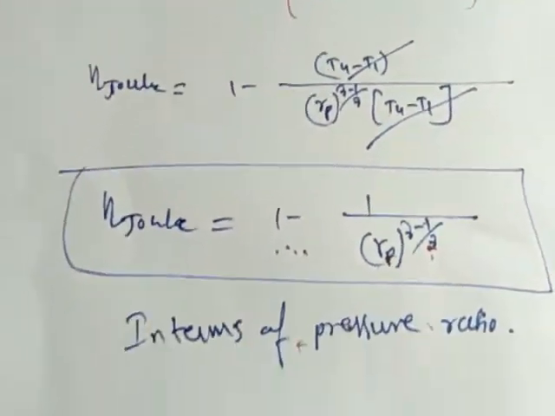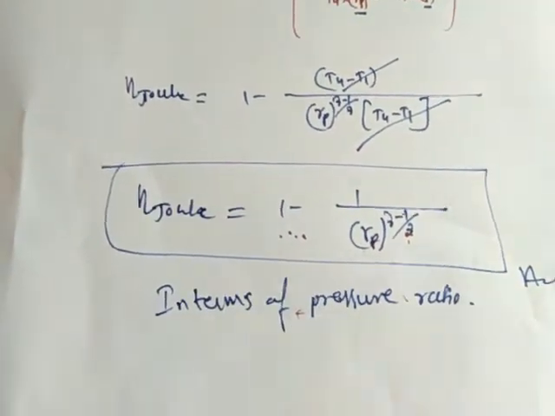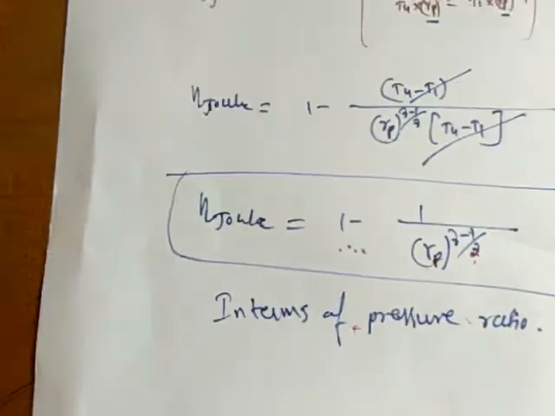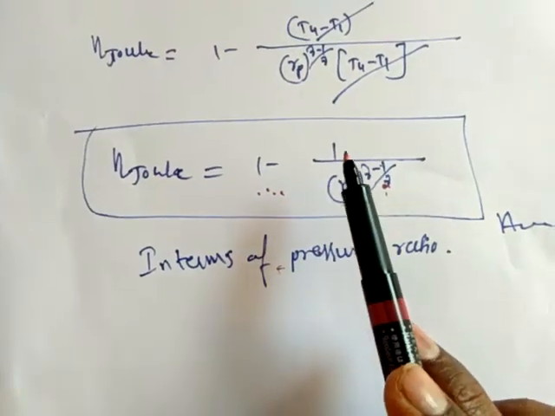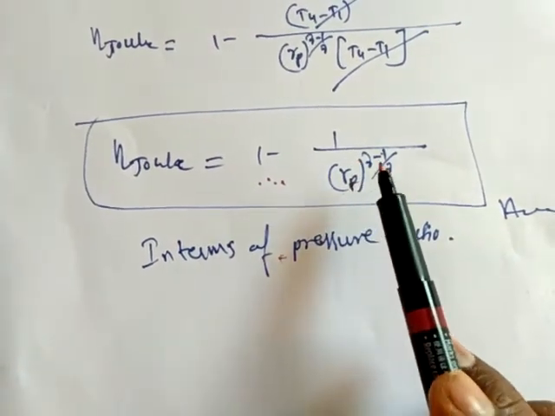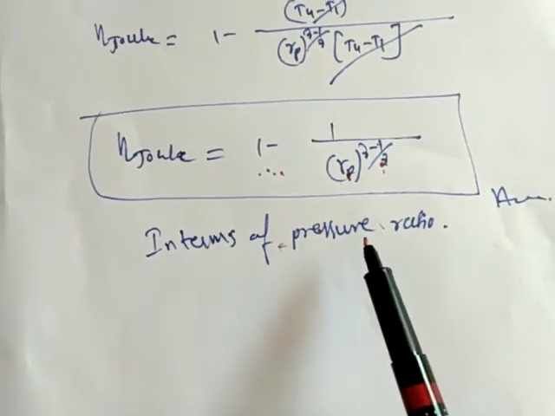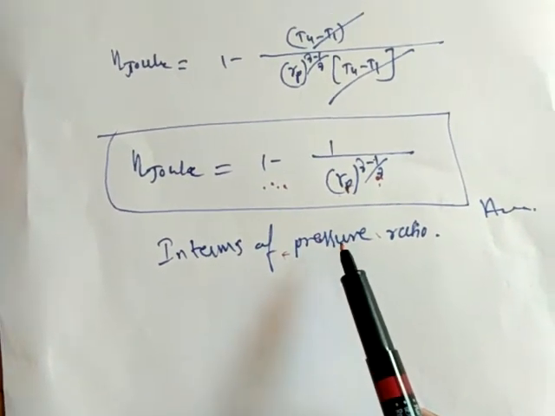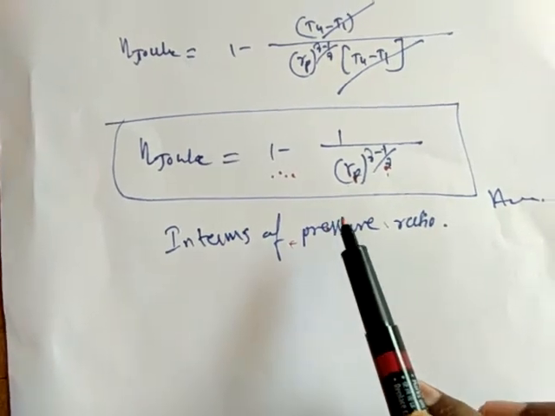So finally it will look like this: efficiency of the thermal cycle is equal to 1 minus 1 by Rp to the power of (gamma minus 1) by gamma, in terms of pressure ratio. So I hope you understand. This is in terms of pressure ratio.